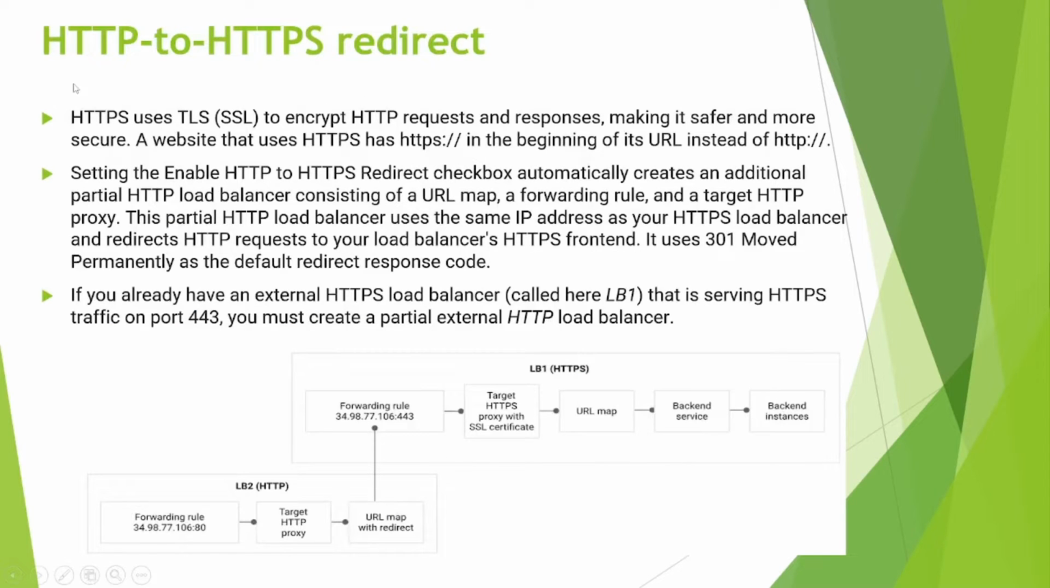And after that we have one more option in advanced capability, HTTP to HTTPS redirect. If anybody hits your domain name without HTTPS, it will automatically redirect the traffic to HTTPS. For that, if you are creating a new load balancer, there's an option to check mark. Once you check mark that option, it will automatically create some additional things, like a new load balancer with a front end, a URL map, a forwarding rule, and a target HTTP proxy.